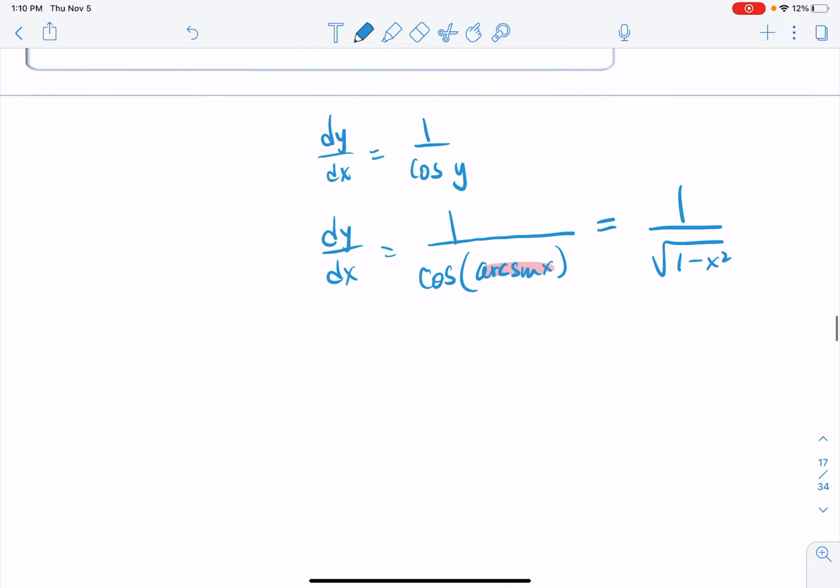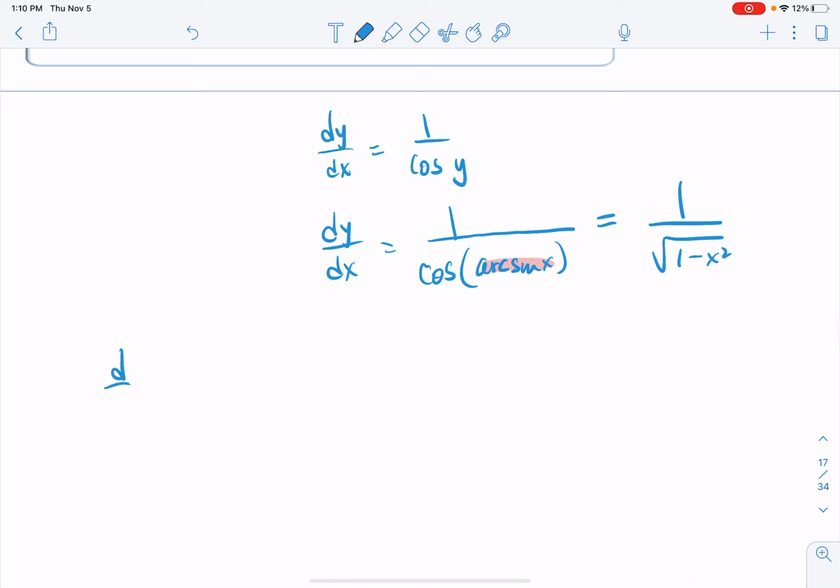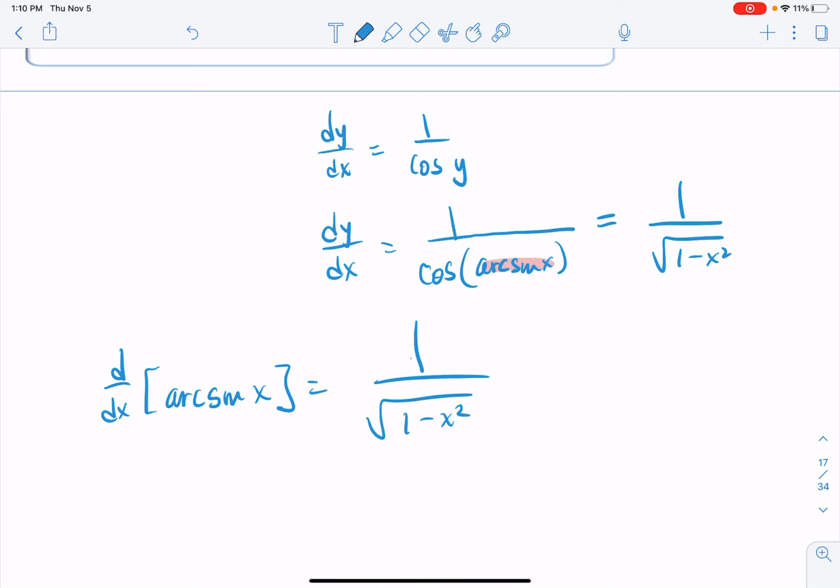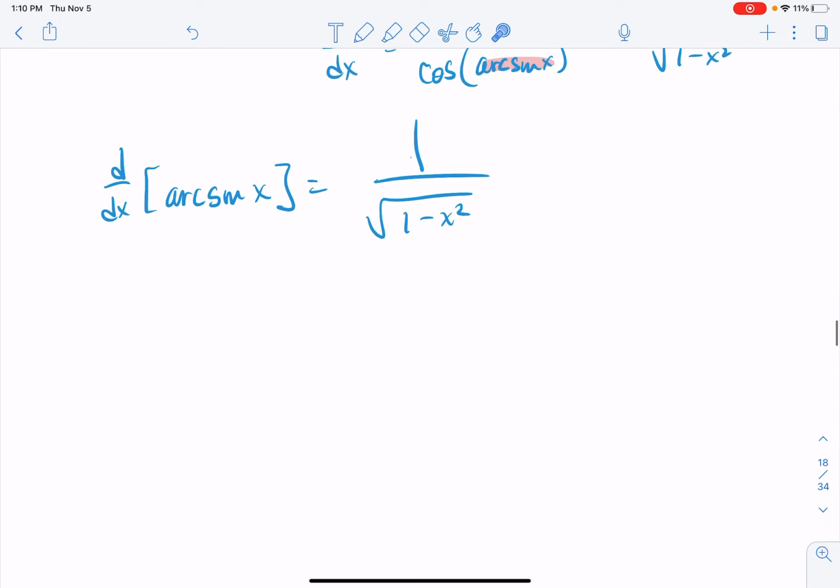Let me just recap this. The derivative with respect to x of the arc sine of x is equal to 1 over the square root of 1 minus x squared. Notice, there's no trig in its derivative. The derivative of the arc sine is something completely algebraic. Very curious.